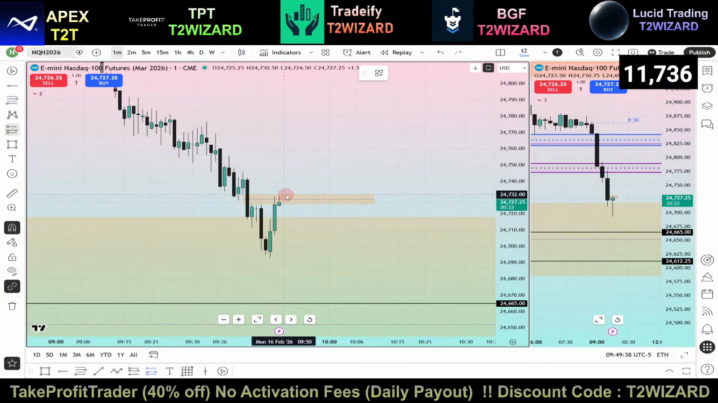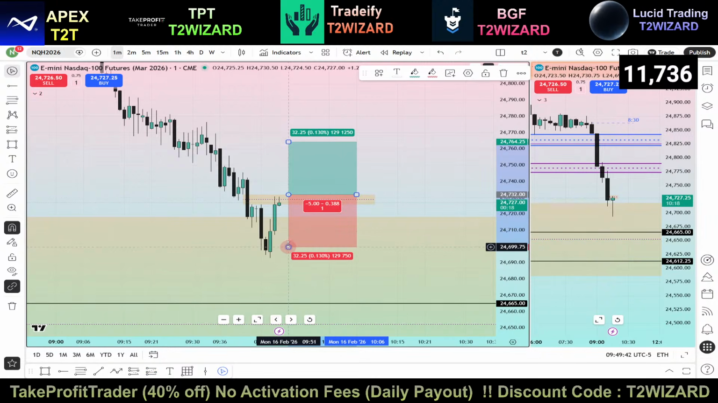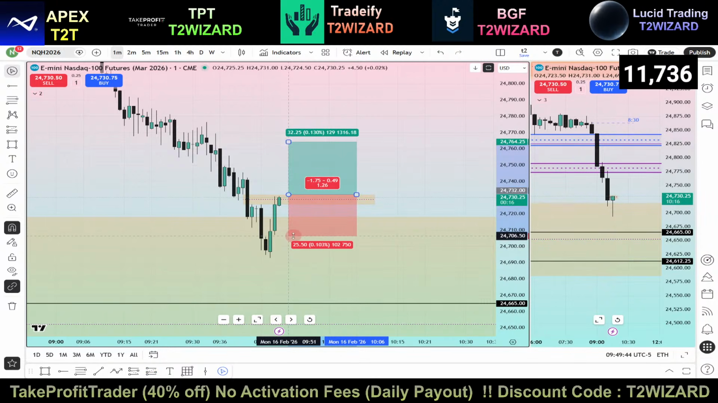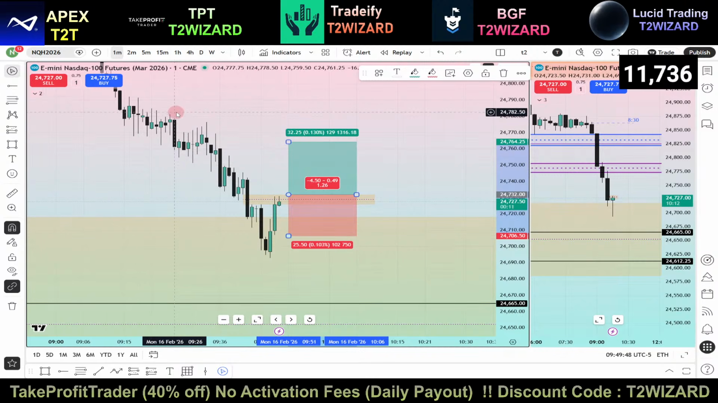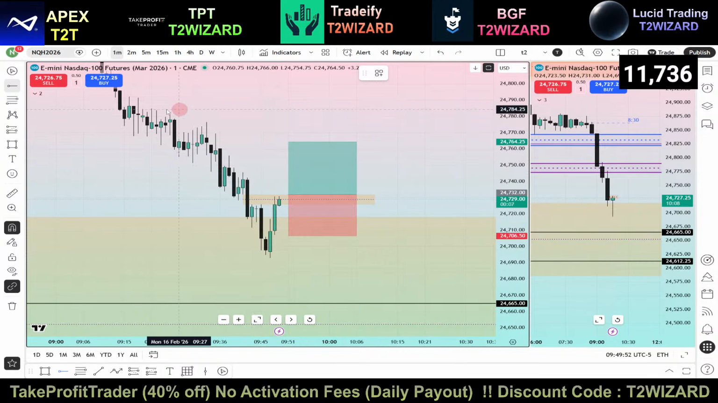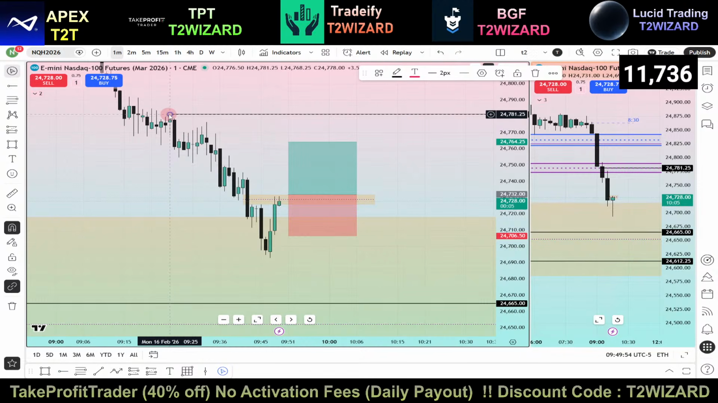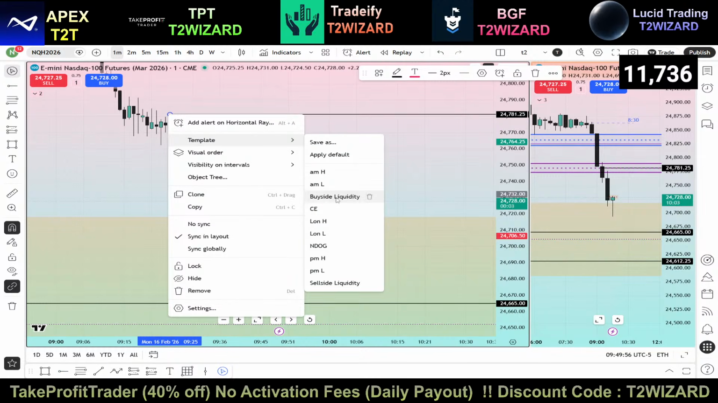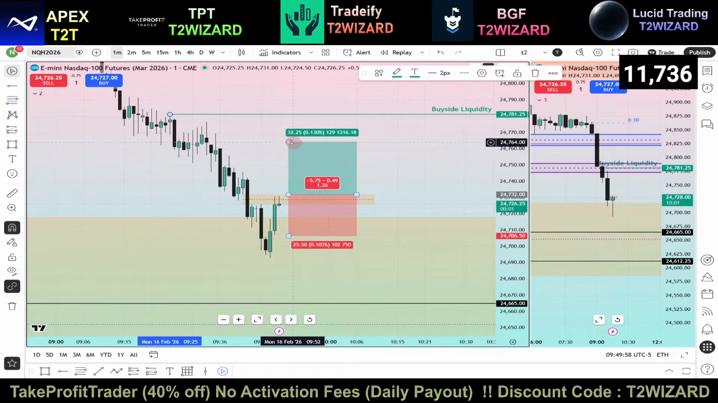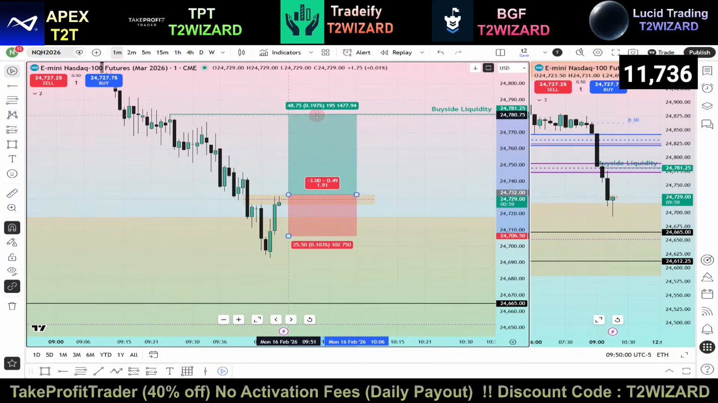So buy is going to be from here. If the body closes above this gap, I'm going to put my stop loss just below this candle covering that gap, and the target will be this buy side liquidity over here, which is also the 50% of this new week opening gap. So this is going to be my target.